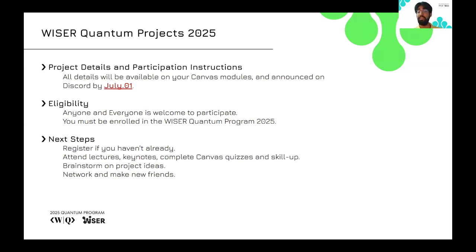In terms of immediate next steps, nothing immediate as of now, right? So attend lectures, attend keynotes, complete all of your Canvas quizzes, and essentially just skill up, right? Make sure that you can learn most of it in the next 2 months so that you are fully prepared by July 1st to start working on a project. Brainstorm on project ideas.